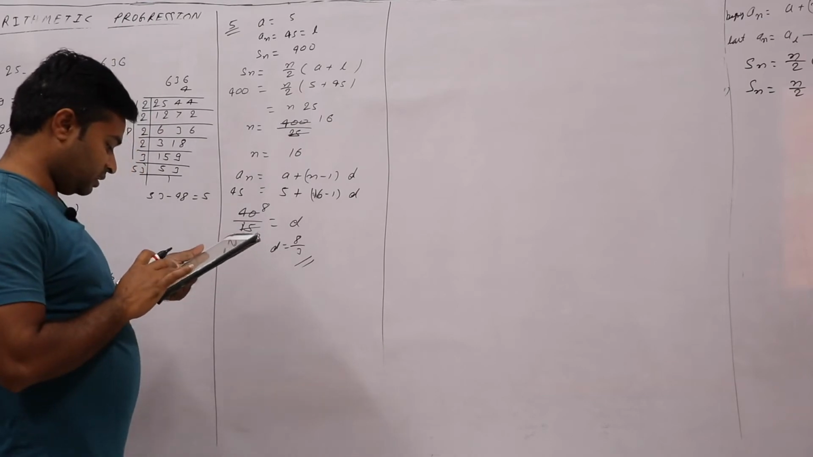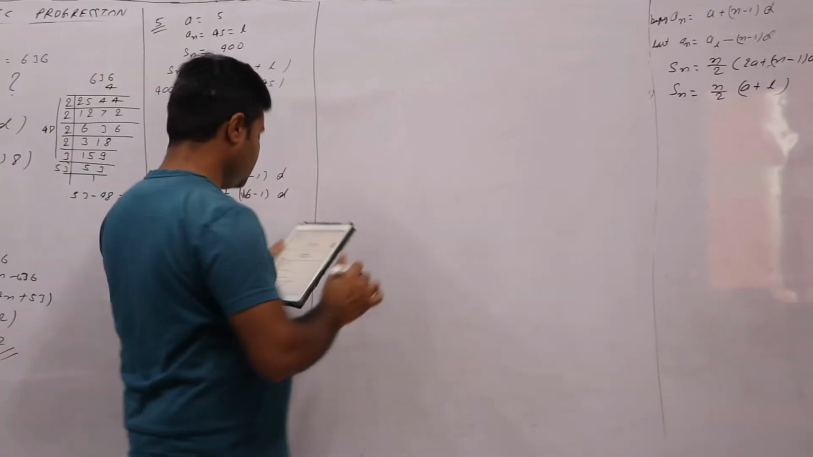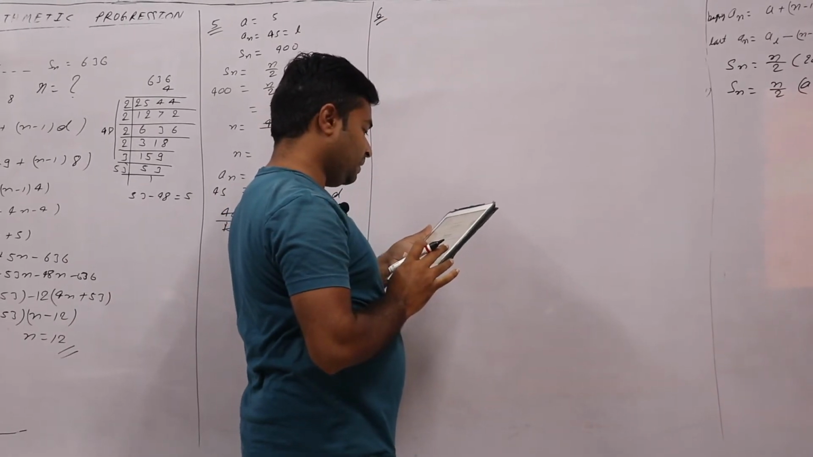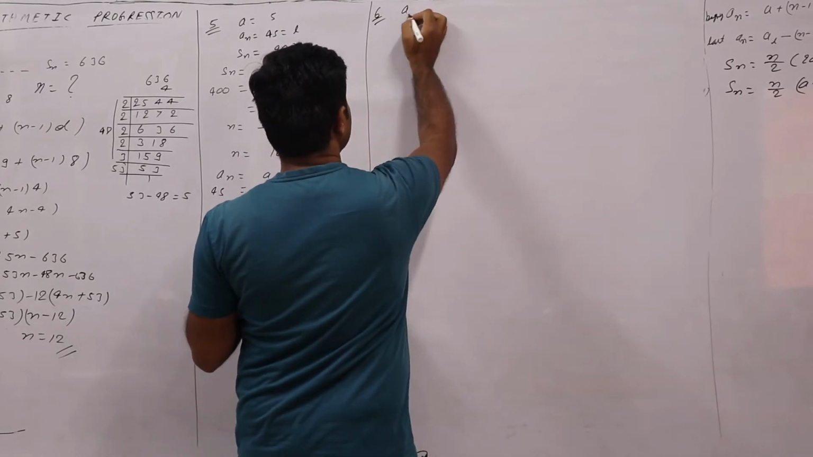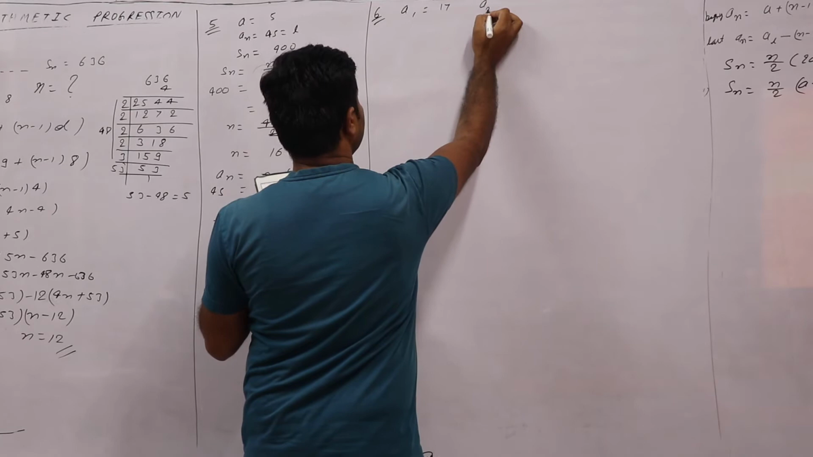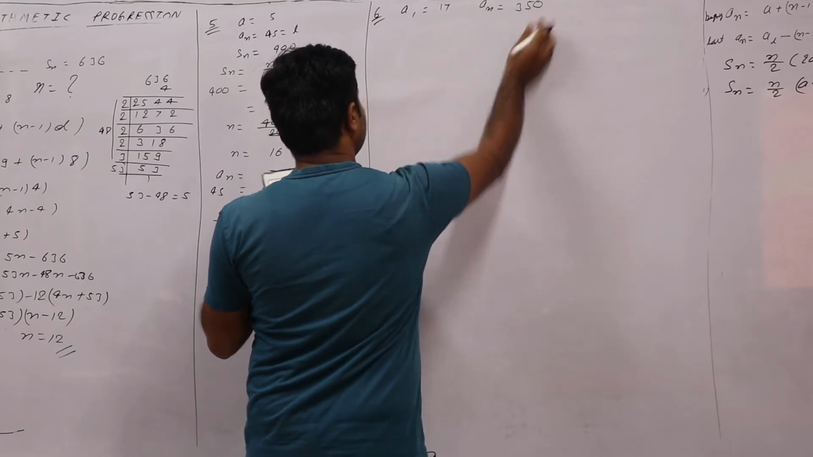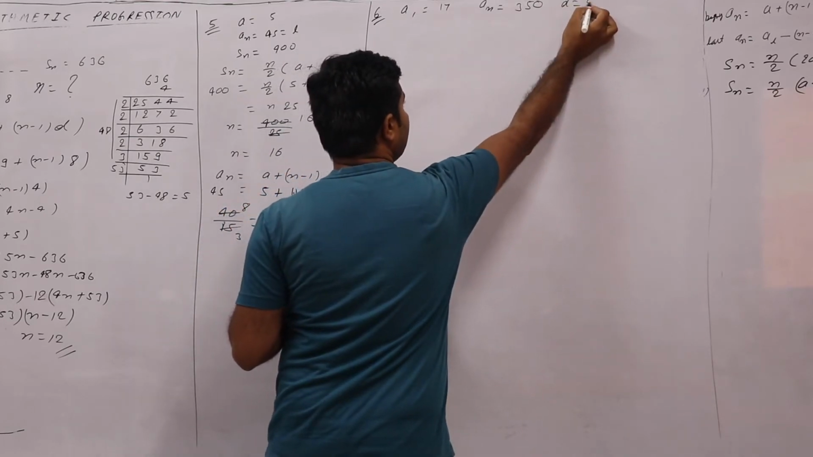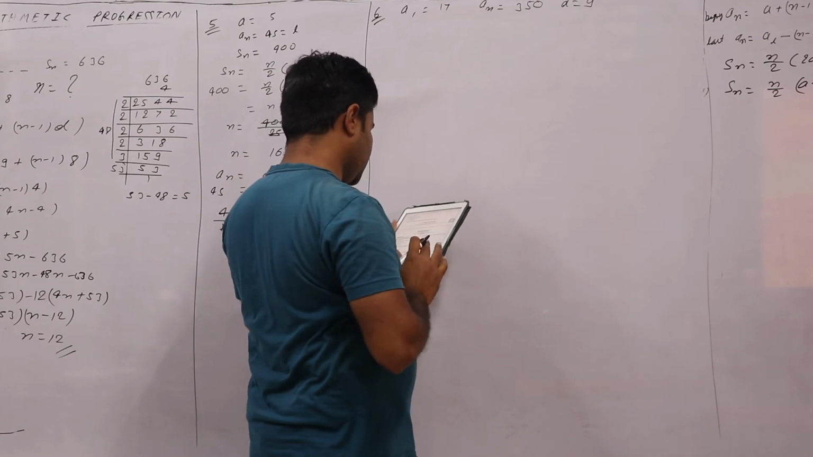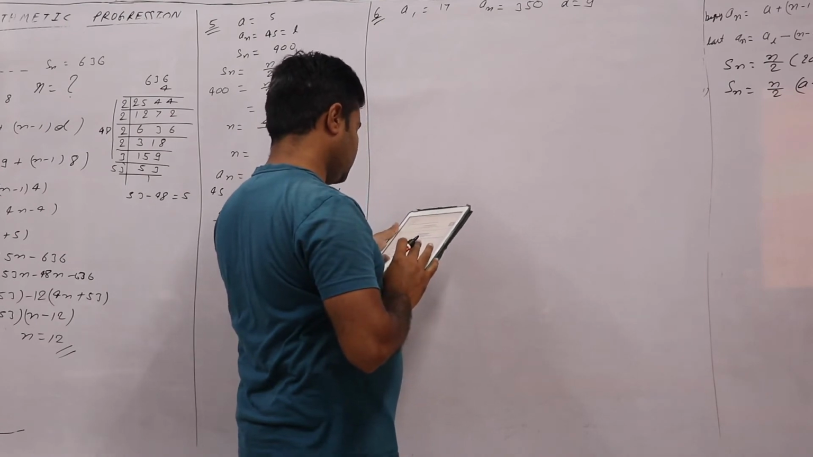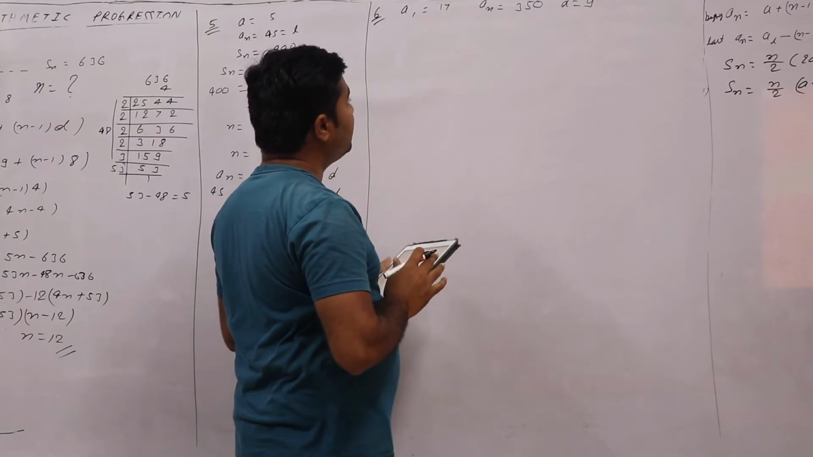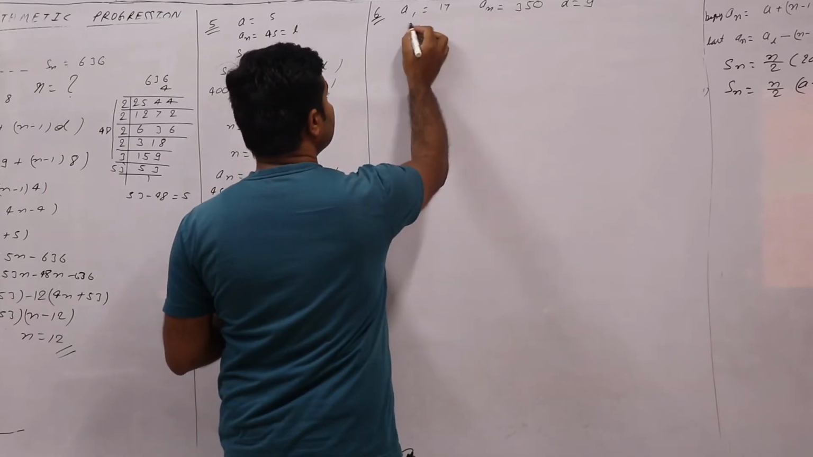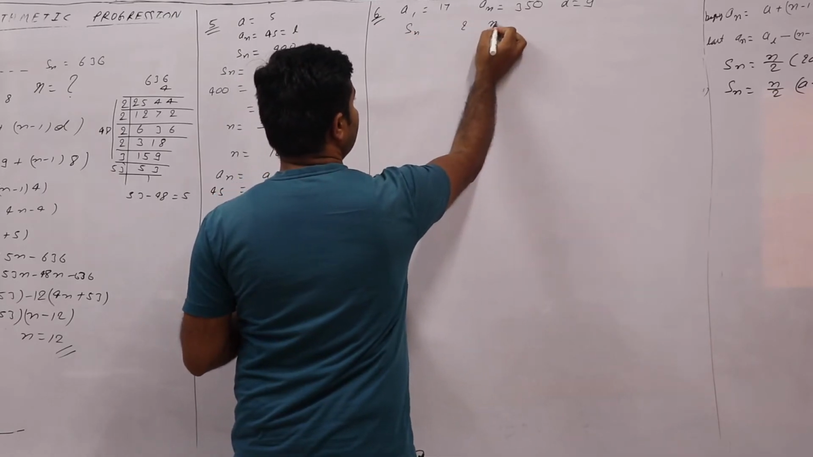Question number 6 says the first term and last term of the AP are 17 and 350. So a1 is given 17 and an is given 350. If the common difference is 9, D is given also 9. How many terms are there and what is their sum? It is asking for n and Sn.